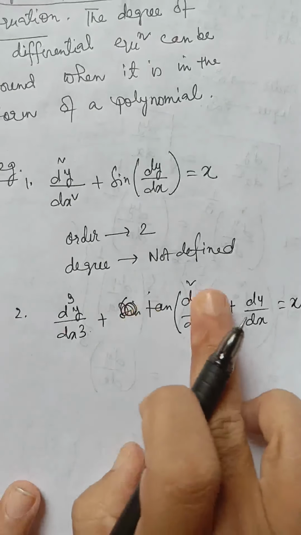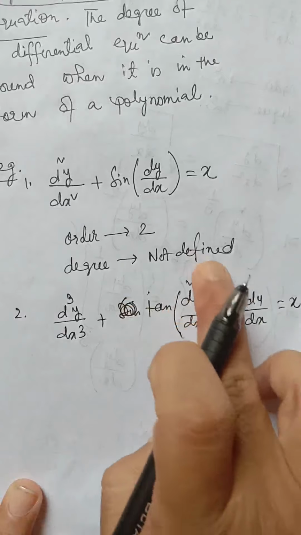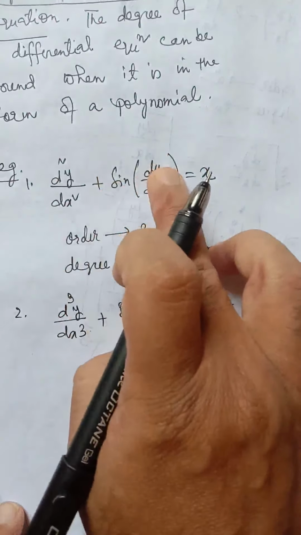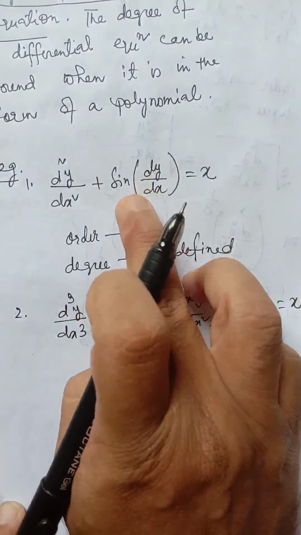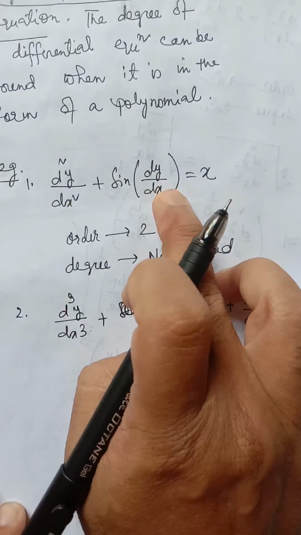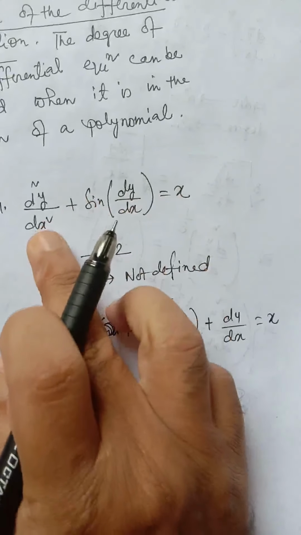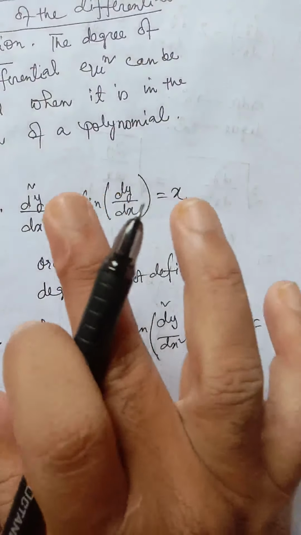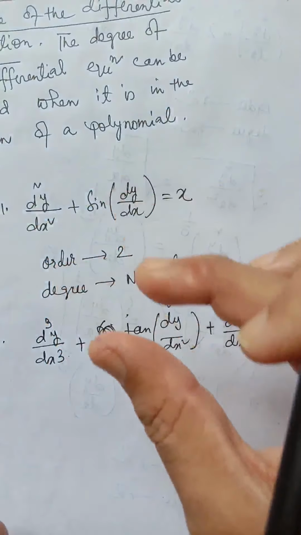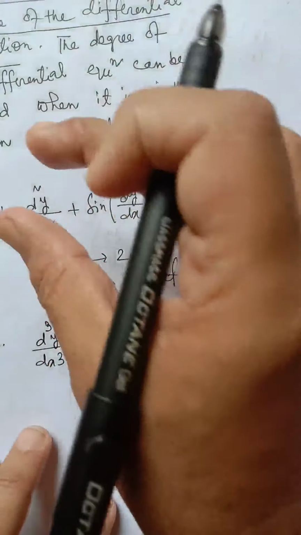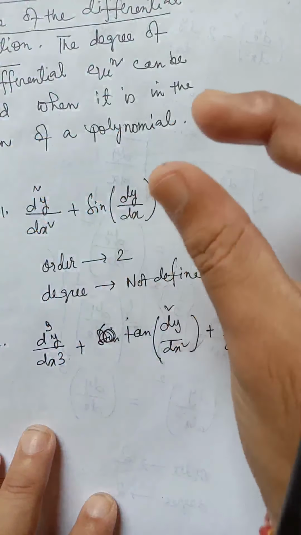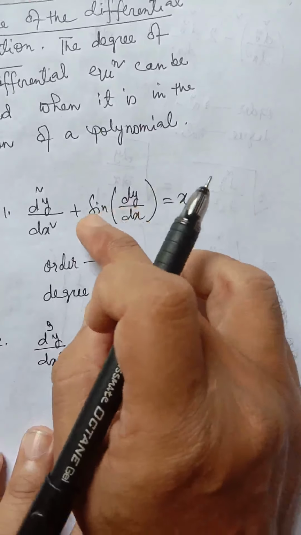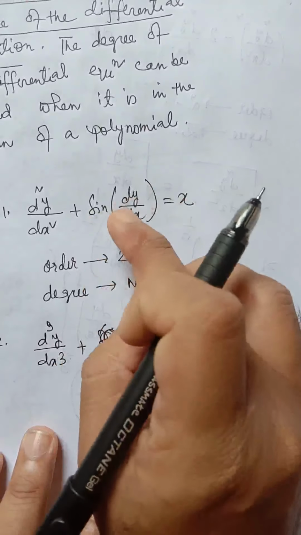Now this is tan of a differential coefficient, sine of a differential coefficient. Sine of any differential coefficient, we cannot consider as a polynomial function in terms of derivatives. But if it is sine of y, d2y by dx square plus sine of y, then it will become polynomial. Degree means, first of all we have to express it as a polynomial in terms of differential coefficients. Sine of dy by dx cannot be expressed in the form of a polynomial in terms of dy by dx.